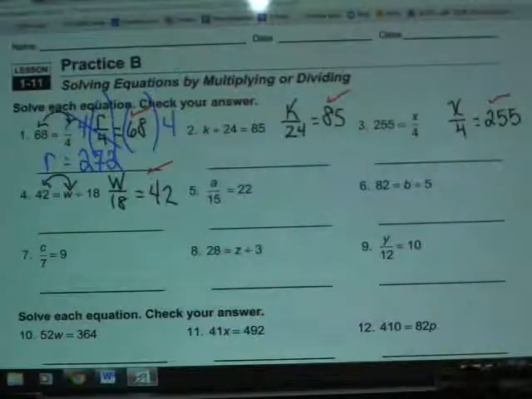All right, number 2, k over 24 equals 85. Again, 85 is okay, but 24 is a number, it needs to be over there with 85. So how do I move it? I do the opposite. Right now I'm dividing by 24. The opposite is to multiply by 24.